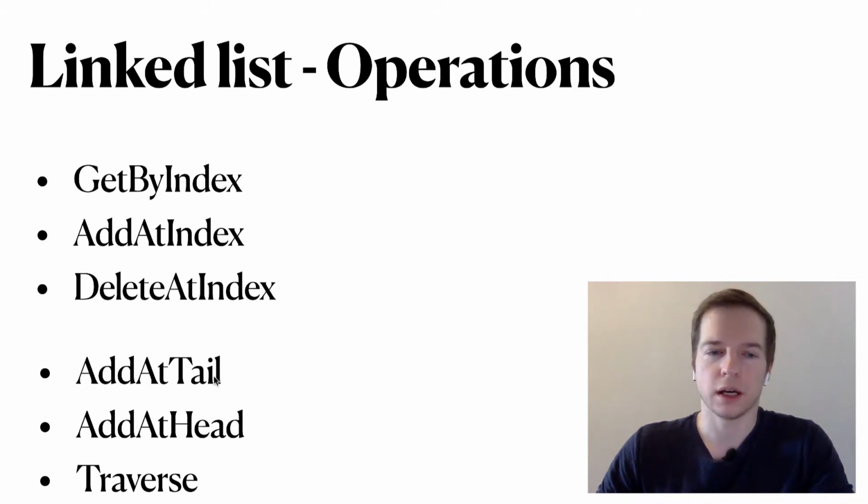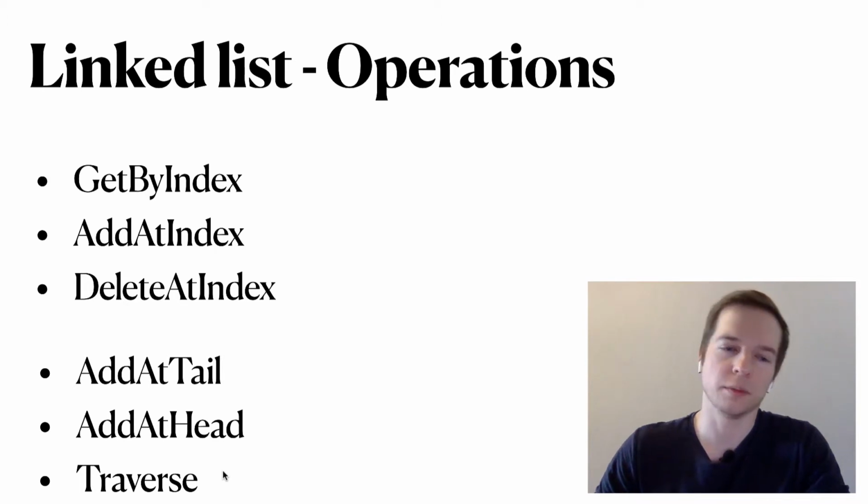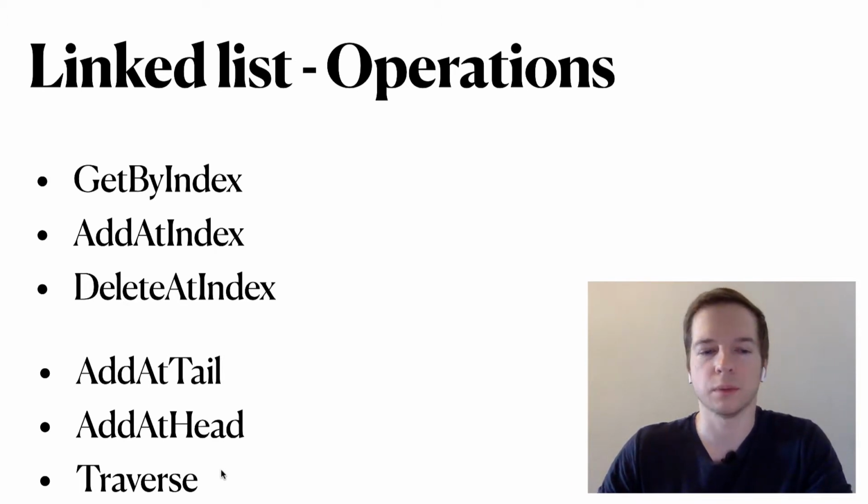I also created a set of additional methods that can be used, or in some implementations they won't be there. For example, add at tail gives us something like push to the linked list, so we don't care what the index is, and we just add a new node there. And it's pretty nice when you don't know the length, so you don't know what index to provide. Otherwise, we can use the first method called add at index.